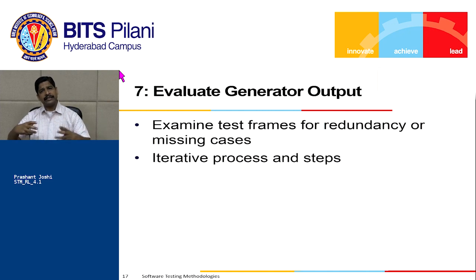Then, when you've got all these test frames, so a test frame to figure out the outcome of pressing a certain set of buttons on a coffee making machine. And then we realize that there could be redundancy in some of them, or there could be missing cases. I may focus on getting tea, coffee, and lemon tea. I may have to focus on getting tea with sugar and coffee with and without sugar.